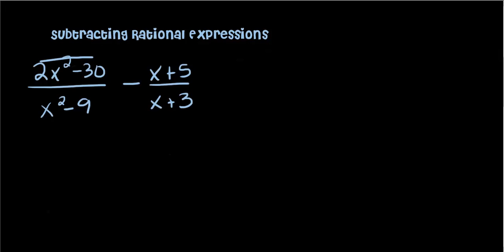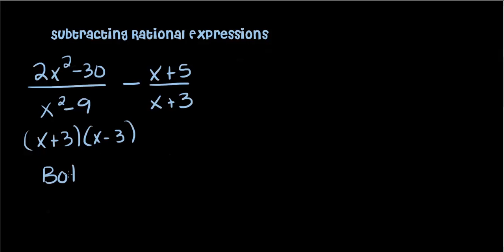We're going to subtract rational expressions. And if you notice, we do not have a common denominator, so that's the first thing we have to do. We have to find a common denominator. And I'm going to start by factoring this. This is a difference of squares, so I can factor it as x plus 3 times x minus 3.